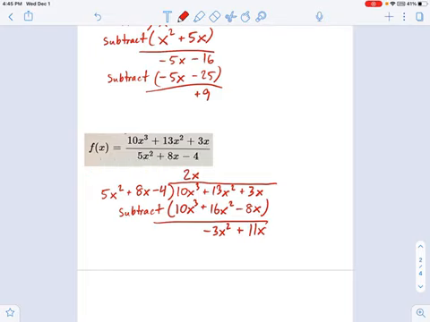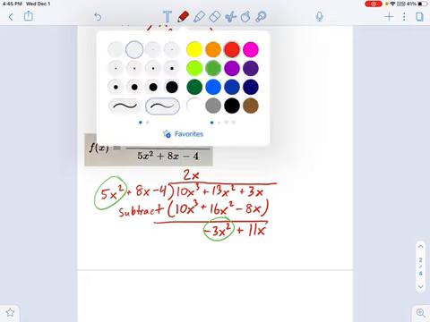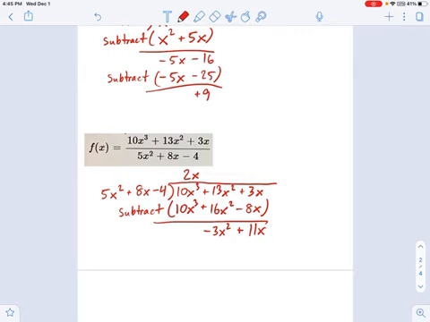So now I start the process all over again. What is the result of negative 3x squared divided by 5x squared? It's kind of weird. We might have an easier time if we think about this in terms of fractions. This is going to be negative 3x squared over 5x squared. Well, those x squareds cancel out, so we get negative 3/5. That's the result of that division.